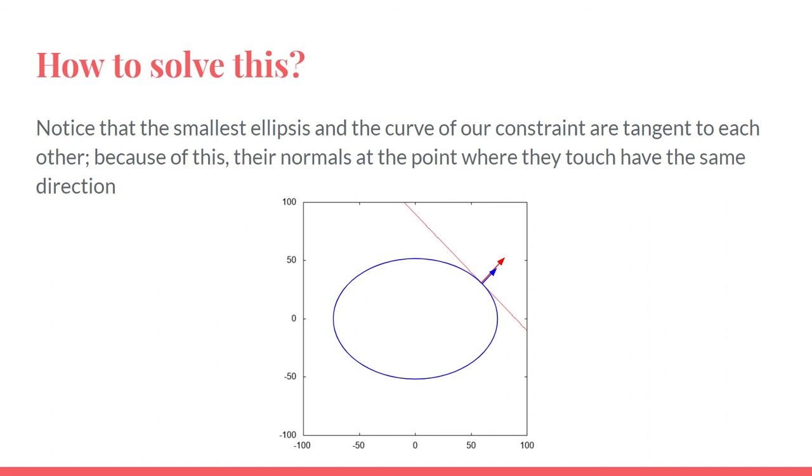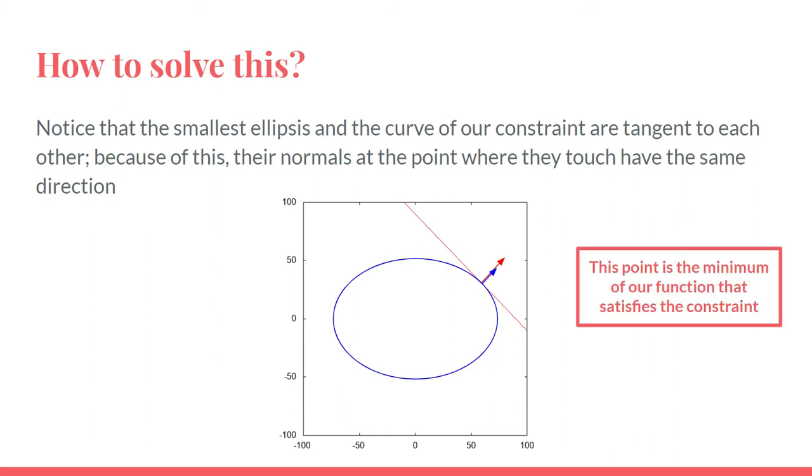The smallest ellipses and the constraint are tangent to each other. It makes sense as we increase the ellipses just enough so that we touch the constraint. Thus, they touch each other at just one point. Because of this, at the point where they touch, their normals both have the same direction. This point where they touch is the point of the smallest ellipses that satisfies the constraint. Thus, this point is the one that minimizes our objective function, and it is what we're looking for in our problem.